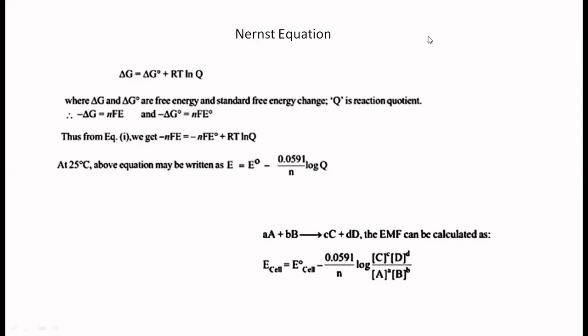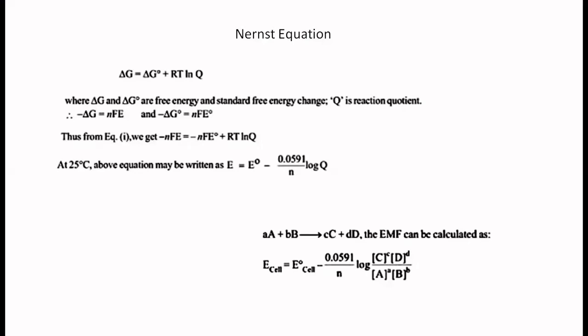Okay, fine. So at 25 degrees centigrade, if you fix that, then substitute the values of R, T, etc. and F also, then you are going to get 0.0591 divided by n, where n is the number of electrons involved in this reaction. Number of moles of electrons involved for the following change. But if you take the general equation, a moles of A plus b moles of B giving c moles of C plus d moles of D, the EMF you can calculate by using this equation.